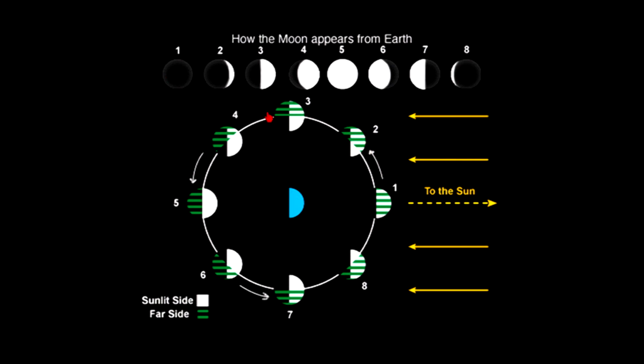So what you actually can tell by this diagram is that it's not a shadow, but how much of the side of the moon that is lit is able to be seen by the people of the Earth will determine how we see it in the sky.